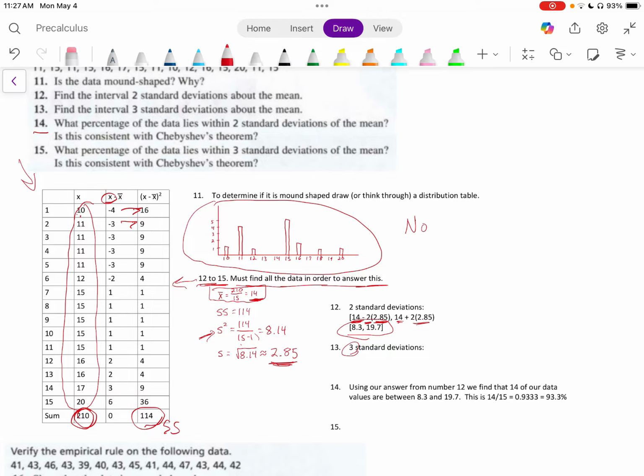Well, looking at our values, use the highlighter here, we want to find the ones that fall between 8.3 and 19.7. Well, this is all of these except 20 fall between 8.3 and 19.7. So that's 14 out of 15. So 14 out of 15, we want to find what percentage, so we divide. That's 0.93 continuing, which is 93.3%. Number 15 is going to be very much like that because it asks the same question but has to do with 3 standard deviations. So 13 and 15 go together.